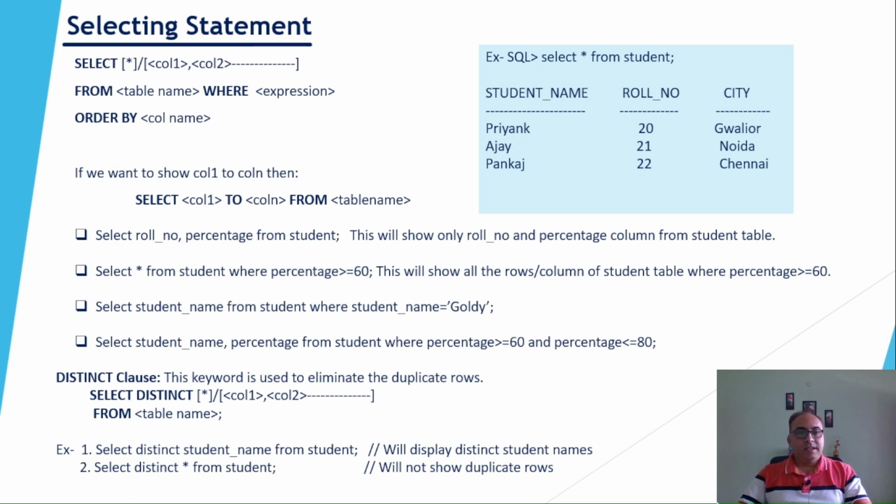Then select distinct asterisk from student. So this will not show duplicate rows. If two rows have almost the same data, in that case it will display only one of them at a time. So that's about select and distinct clause.